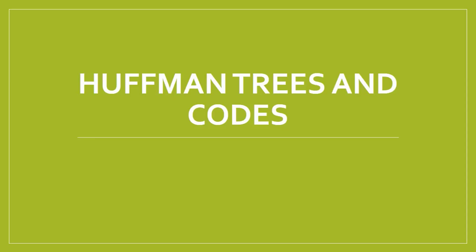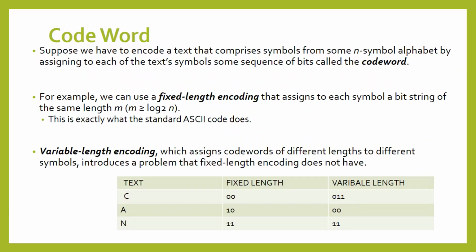Hello everyone, in this slide let's learn about Huffman trees and codes. Now we'll see what a code word is. A code word is encoding a text using some sequence of bits, and this text comprises symbols from an n-symbol alphabet. And remember, whenever you are assigning bits to each symbol of a text, those bits should not be a part of the n-symbol alphabet.